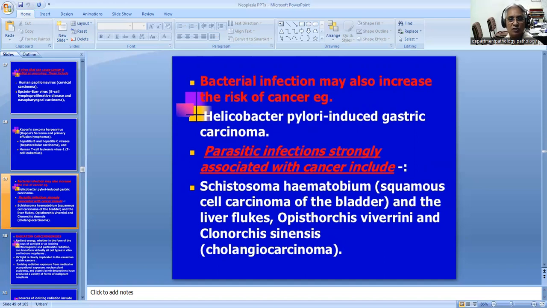Some parasitic infestations are also found to be strongly associated with cancer, and the common parasitic infestation is Schistosoma haematobium. This is found to be associated with bladder cancer. Schistosoma haematobium leads to squamous cell carcinoma of the bladder, and liver flukes lead to the development of cholangiocarcinoma. So these two parasites, schistosome and liver flukes, can lead to this type of cancer.